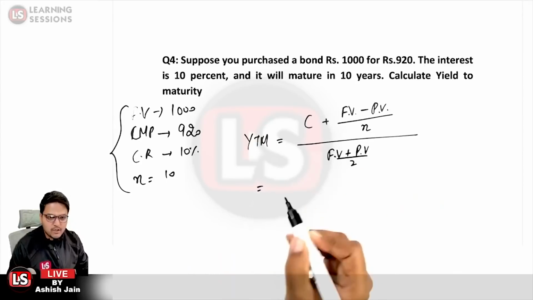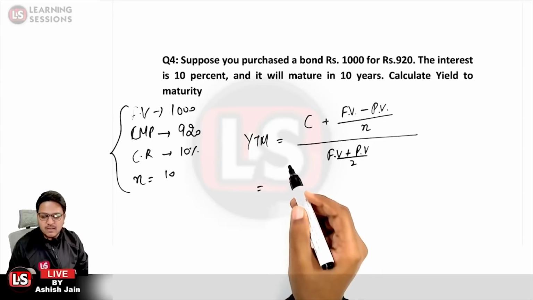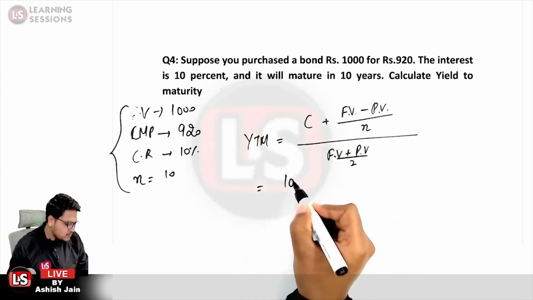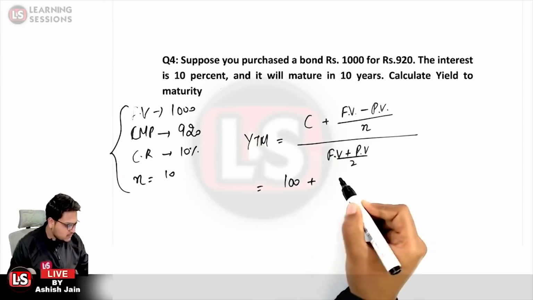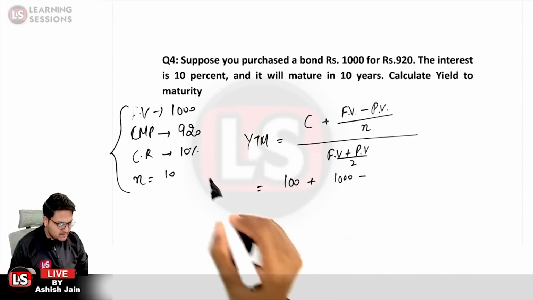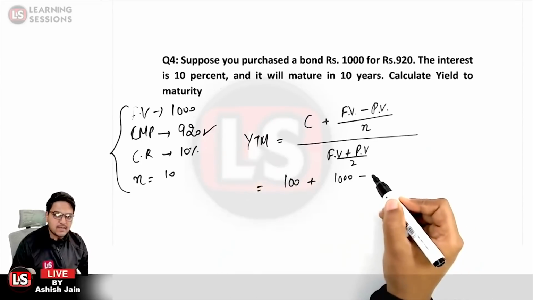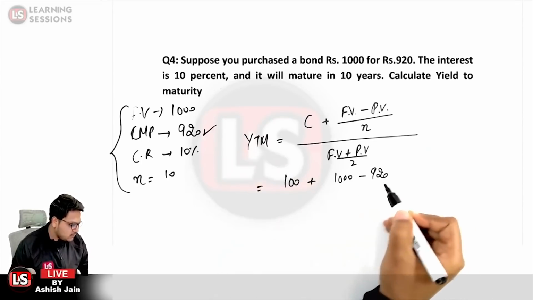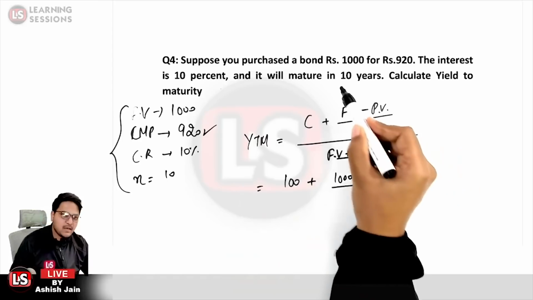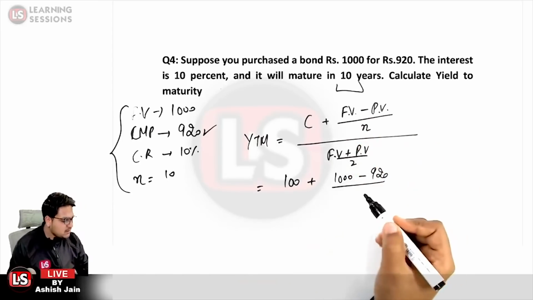I'm just substituting the values over here. So what is the coupon amount that is being received? That is 10% of 1000, that is equal to 100. So that is the coupon amount. Face value is 1000, so 1000 minus the present value. Present value is basically the amount for which we purchased, that is the current market price, that is 920. And further we have N value equal to 10, that is the number of tenors for which we will be receiving the coupon. Okay.